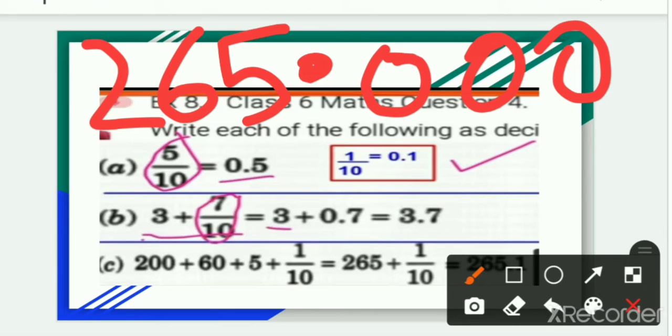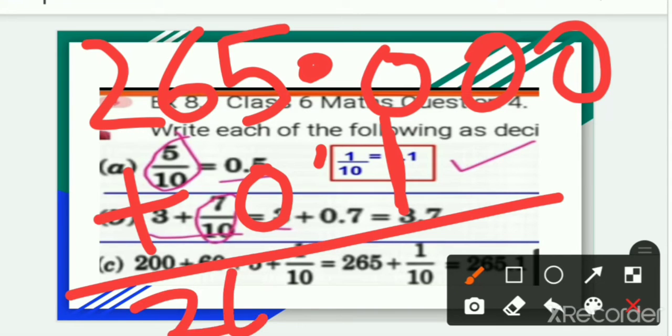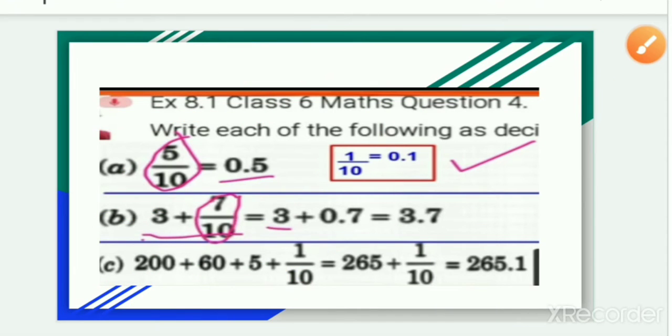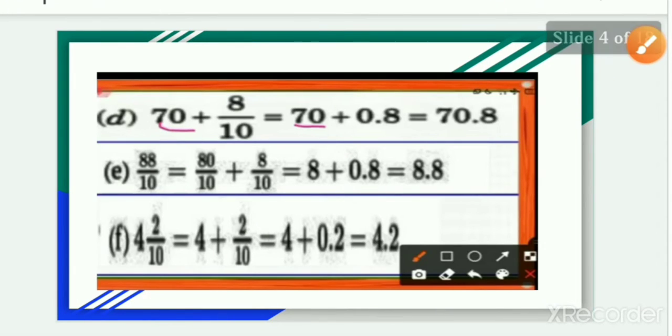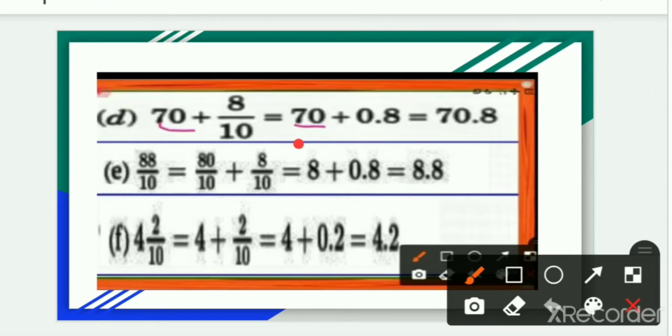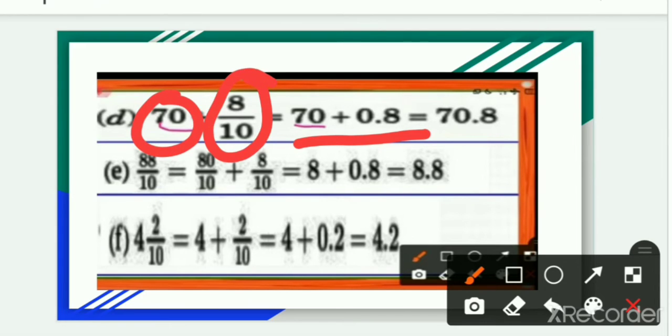Okay, then what will come? 0.1. Because next fraction is 1/10. When we will solve this, we will get 0.1. Now add this number. We will get 265.1. Okay. Now we have the next question, that is 70 plus 8/10. When we will solve this, we will write 70 as it is, and the 8/10 fraction will become 0.8. After adding 70 plus 0.8, we will have 70.8.